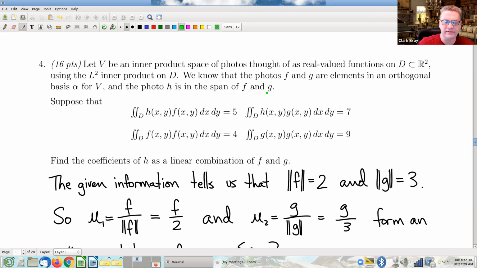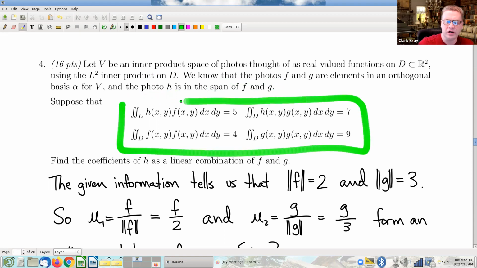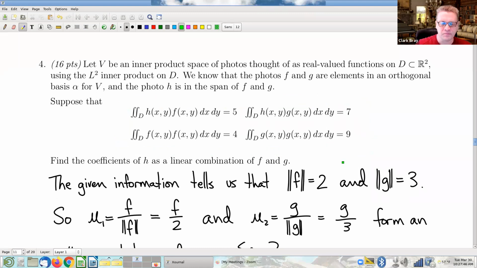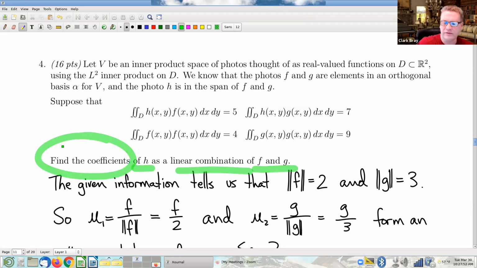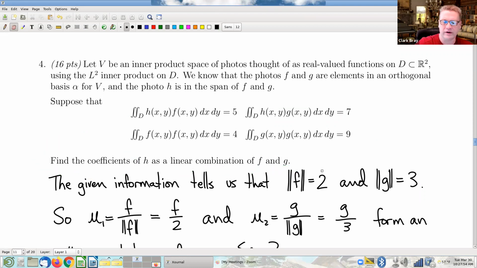And now I'm given here, again, some free information. Why I want this information, I'm not going to say yet. We'll refer to it as needed as it comes up in the process that I'd like to do. If we need some of this information, we'll come back for it. Okay, so I want to, as it says here, view H as a linear combination of F and G. Specifically, I want to find those coefficients.